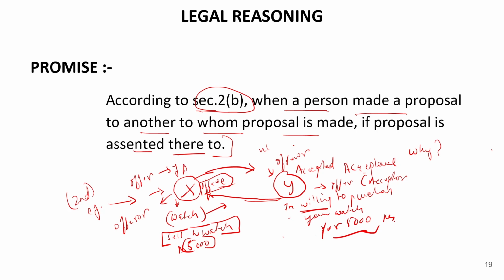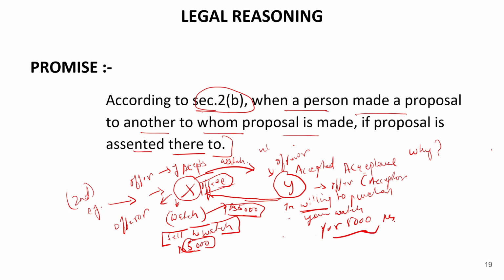If X accepts, yes, I am willing to sell my watch to you for rupees 5,000, then Y will have to do the act of sending rupees 5,000 to X, and X is supposed to provide the watch to Y. So here what we have understood is that it becomes very important to understand that whenever there is a proper proposal and proper acceptance, it needs to be communicated.